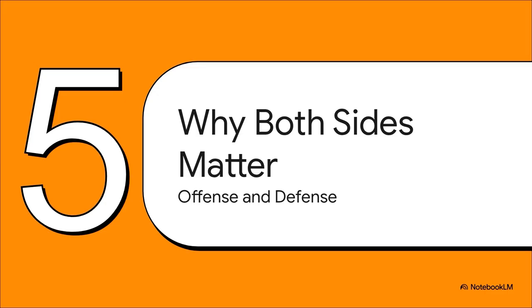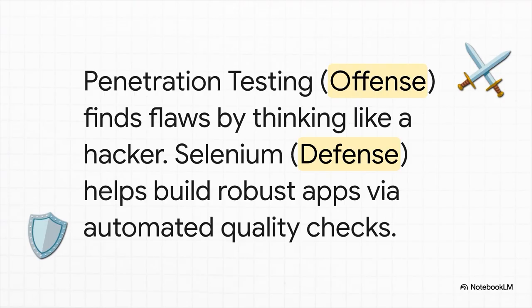All right, so we've seen the attacker's side of things with pen testing, and we've seen the builder's side with Selenium. Now let's tie it all together. Look, at the end of the day, you can't just pick one. It doesn't work that way. You need a rock-solid defense, right? Building high-quality stuff using tools like Selenium. But you also need a sharp offense, using pen tests to poke and prod at those defenses to find the blind spots. They're two sides of the exact same security coin.